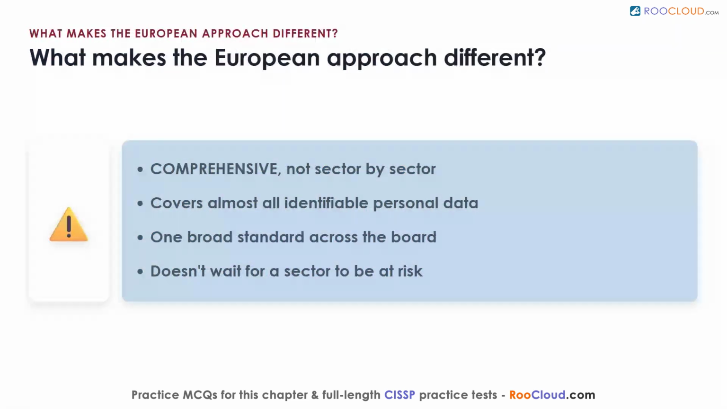What makes the European approach different? Its breadth. Where the United States stitches together narrow, industry-specific laws, the European model is comprehensive and applies to almost all identifiable personal information. It does not wait for a particular sector to be at risk. Instead, it sets one broad standard for handling personal data across the board. Picture the difference between many small fences around specific fields versus a single wall around the entire property. The European instinct is the wall.